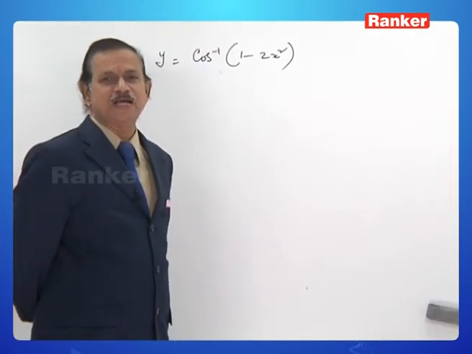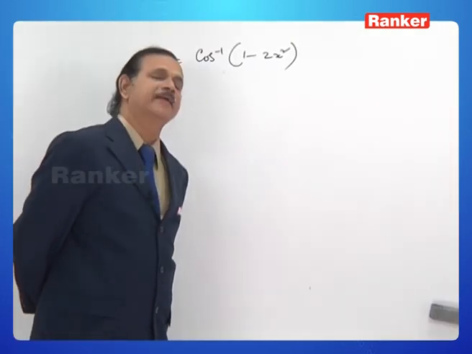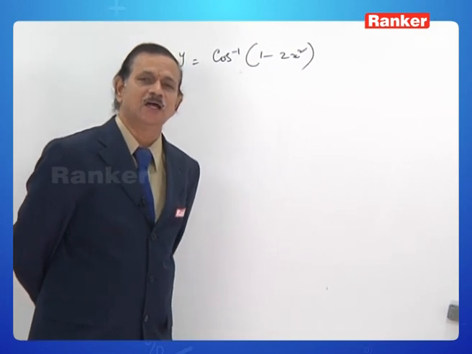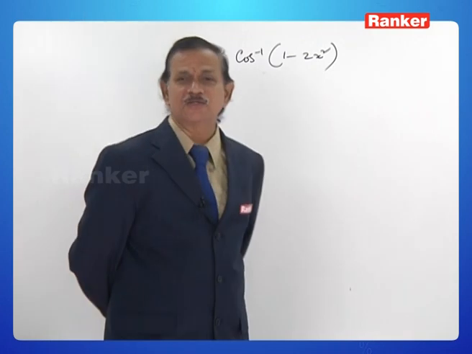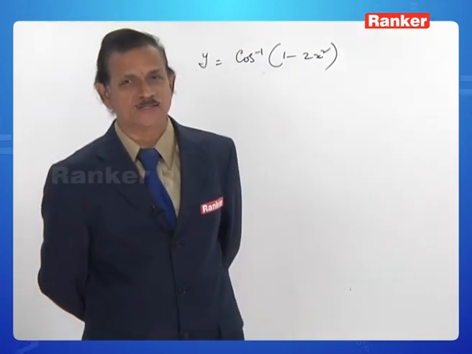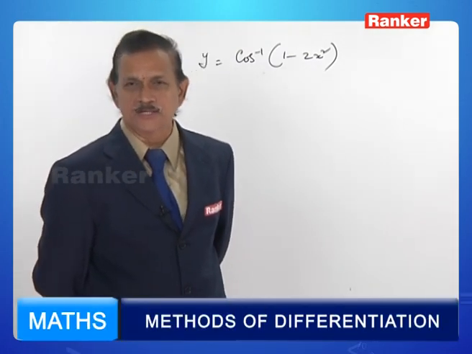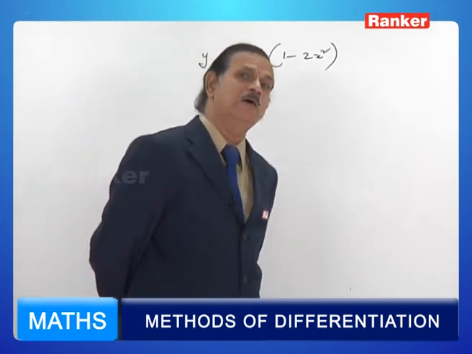Cos inverse of 1 minus 2x square. Come on, recollect the formula of cos theta or multiples of theta. If you take x is equal to sine theta, what is 1 minus 2 sine square theta? Cos 2 theta. You have 4 different formulae for cos 2 theta.